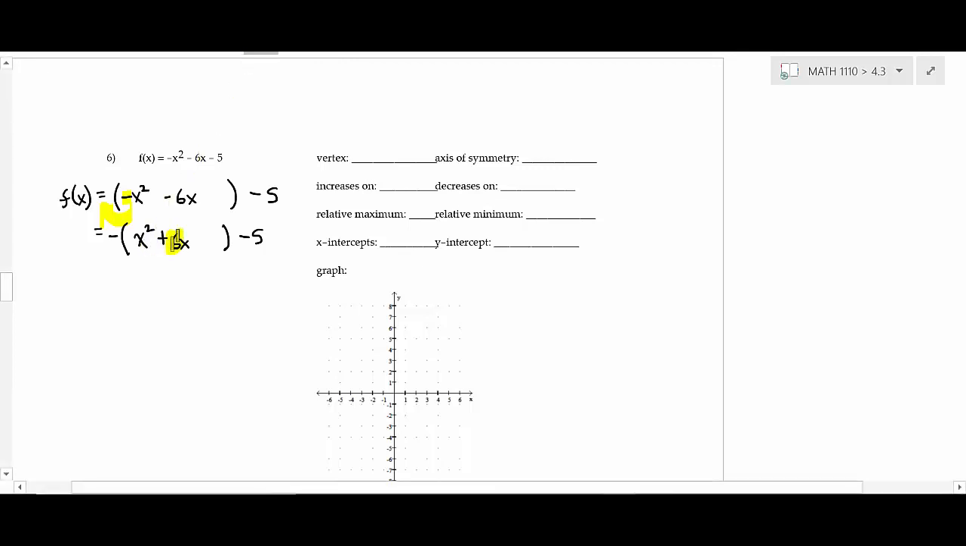All right, complete the square on 6. What's that going to be? Half of 6 is 3. 3 squared is 9. So you're going to have a +9 there.